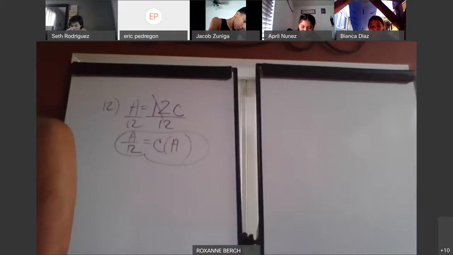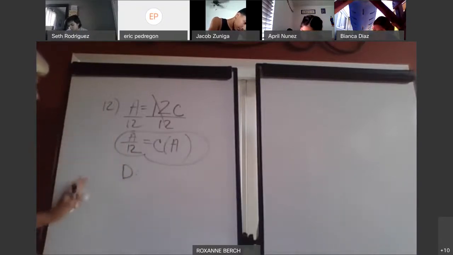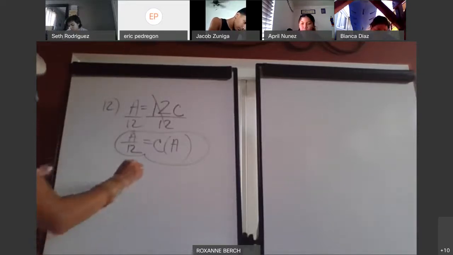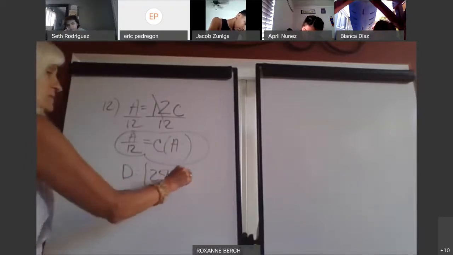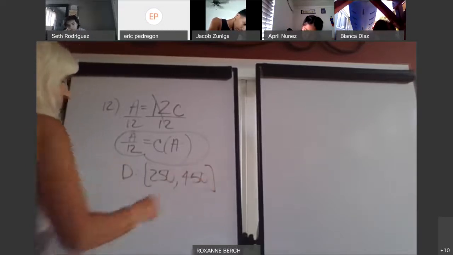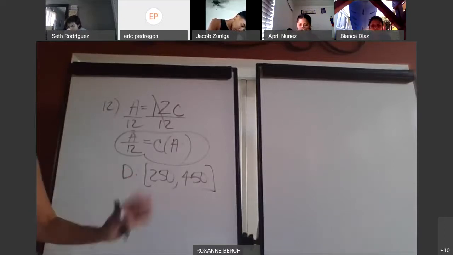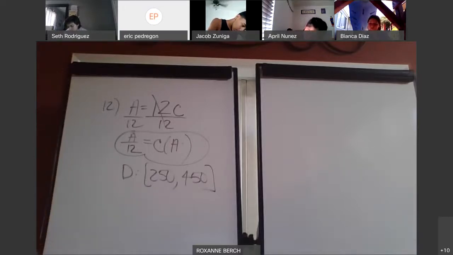Okay, the domain, if you read this problem, you could draw a graph to look at this. You would input an A into A over 12 and output a C. The domain would be closed on 250 up to 450, closed. So the graph is closed on 250 to 450. That's the domain. So the inverse function gives the coverage at which 12 gallons of paint must be applied as a function of the area.